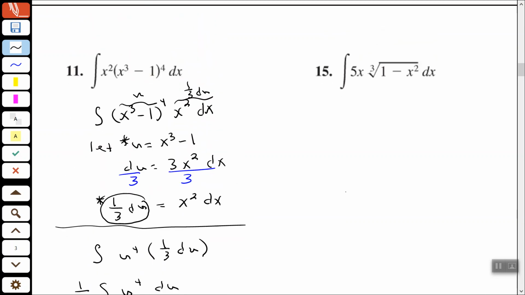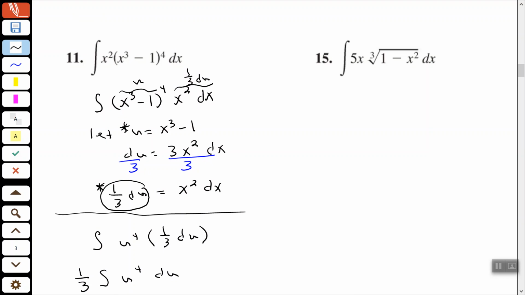Okay, let's look at another problem here. Let's look at number 15. All right, so number 15, we have 5x times the cube root of 1 minus x squared dx. So again, I'm going to rewrite this with cube root.